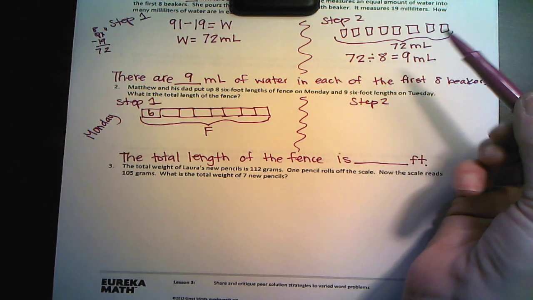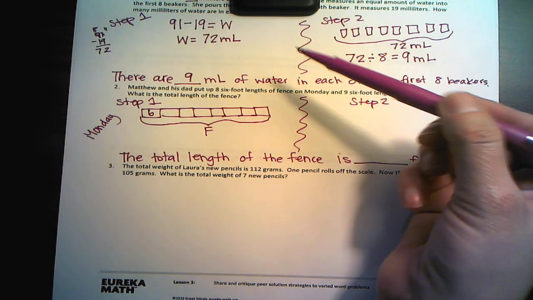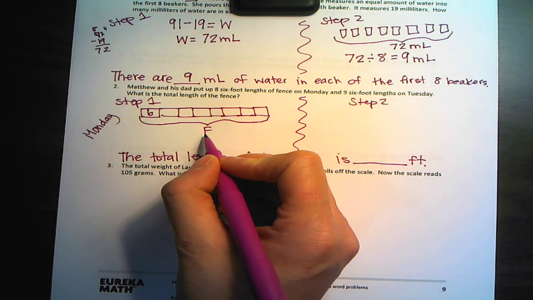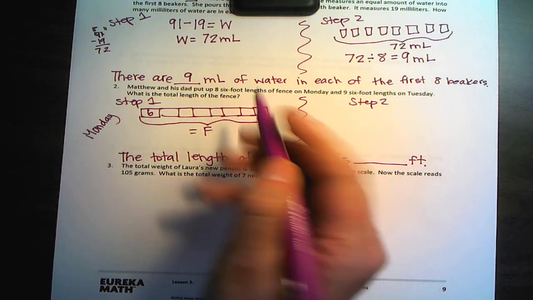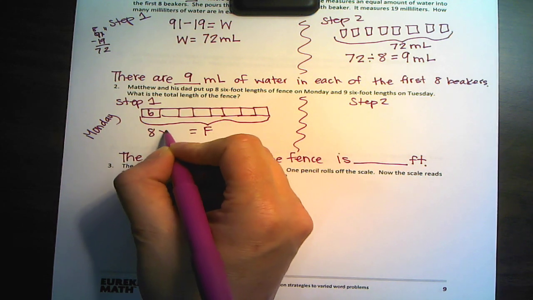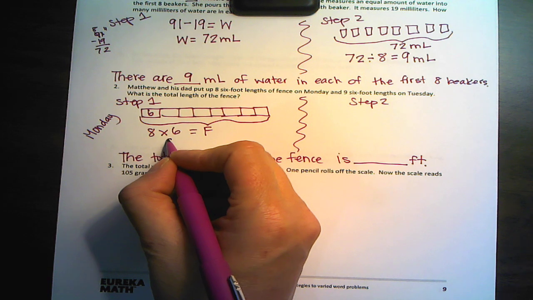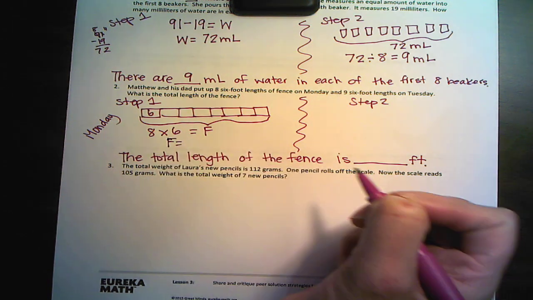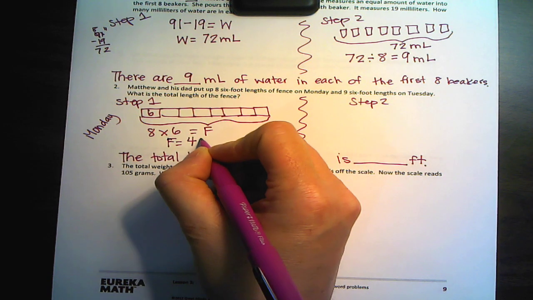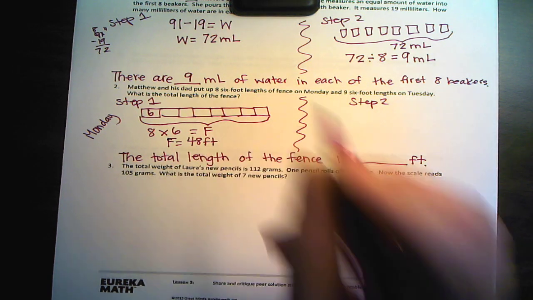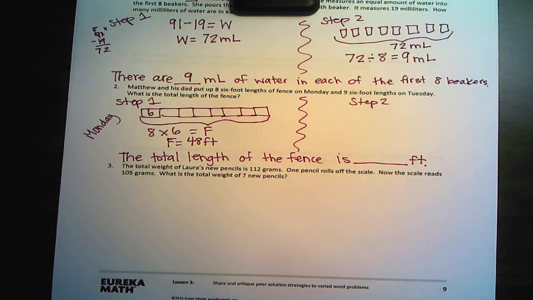So in order to find out the total, F, we need to figure out 8 times 6, right? 8 times 6. So I'm going to write F equals, what's 8 times 6? Drum roll, please. Yes, 48. We have 48 feet. So that's how much he did on Monday.